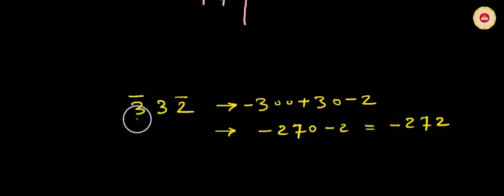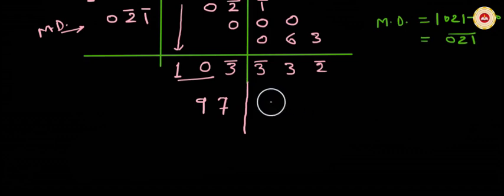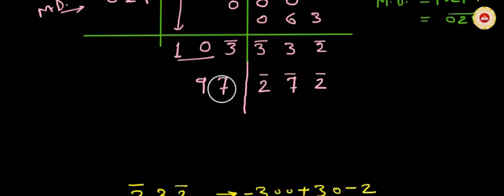So the value of 332 with first and last digits negative, minus 272. Okay, so write 272 negative. All digits are negative. So friends, quotient is 97 and remainder 272 is negative.